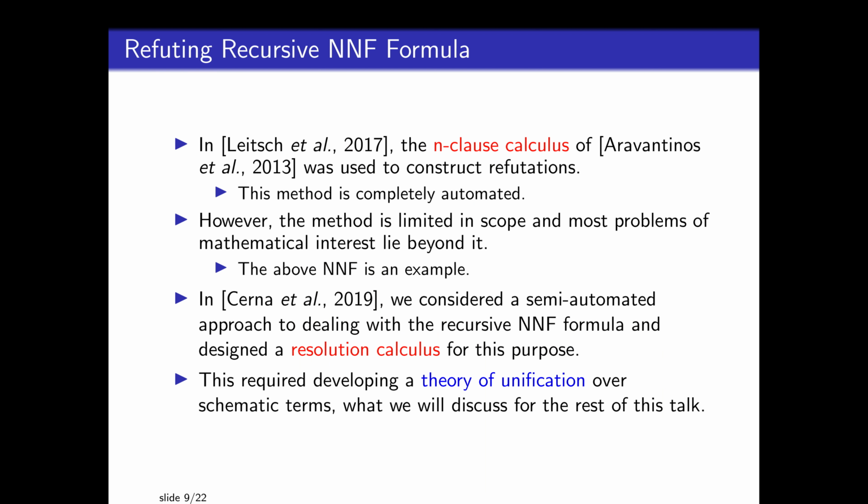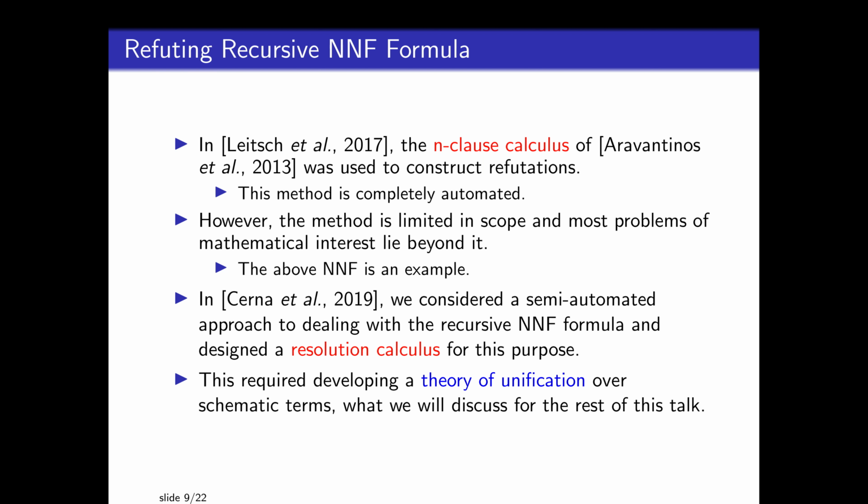So how was it done in Leitsch et al. 2017? There, the N-clause calculus of Alvarantinos et al., also Nicolas Peltier, who's on both papers, was part of this work, was used to construct refutations. Right? It's completely automated. However, this calculus is extremely weak, and most mathematical problems of interest lie beyond it. For example, the one on the previous page cannot be refuted by this calculus.